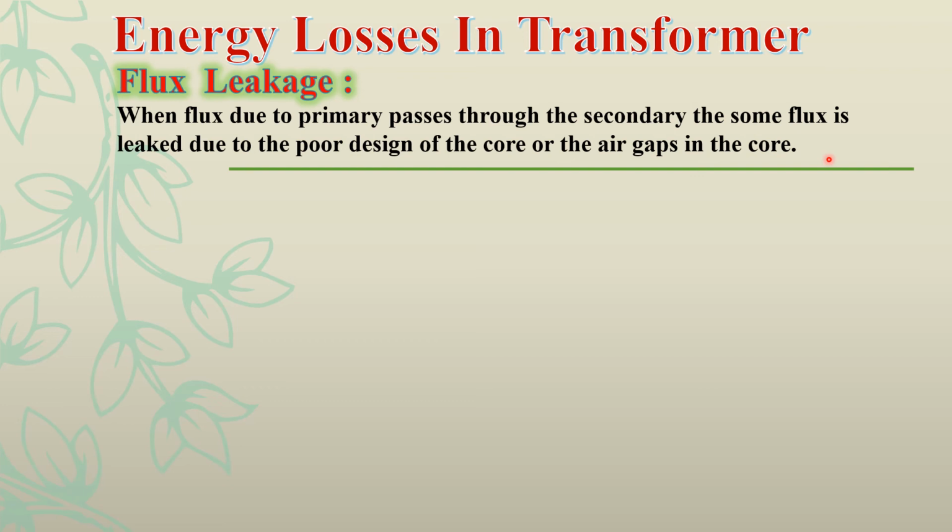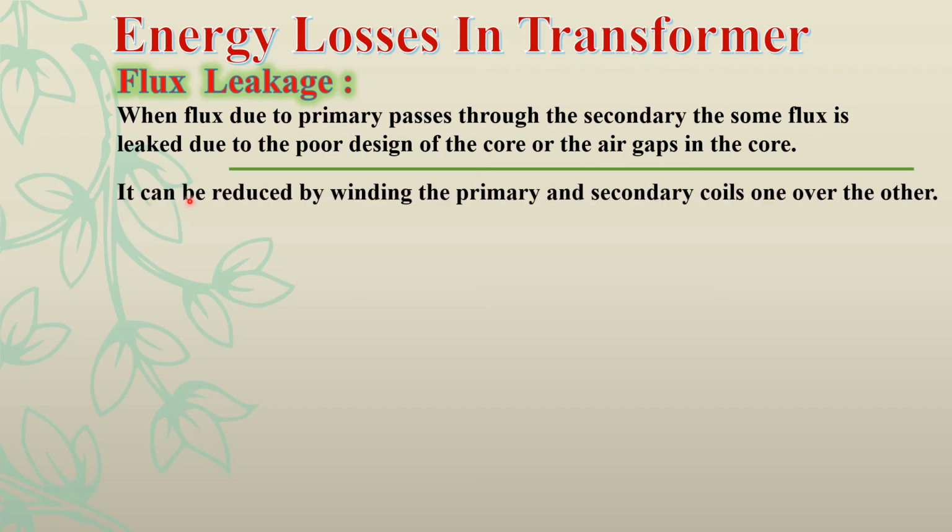We know that flux due to the primary coil passes through the secondary coil, or there may not be complete transfer of flux through the secondary coil due to the primary coil. It may be due to the poor design of the core or maybe due to the air gaps in the core. So we can reduce this flux leakage by winding the primary and secondary coils one over the other.